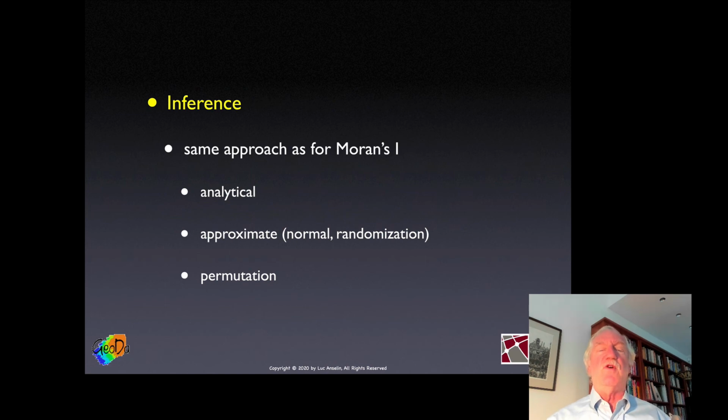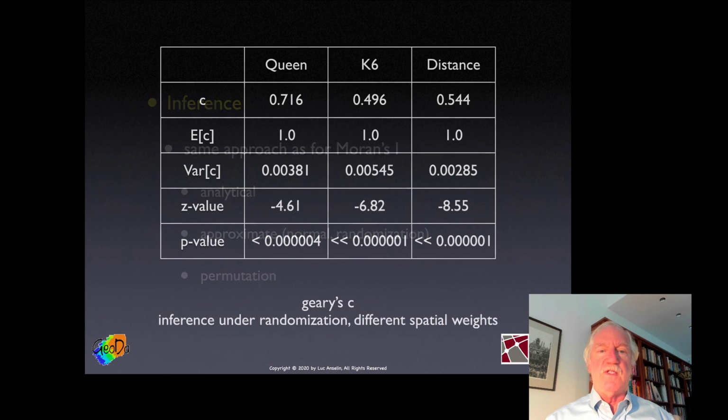So again, inference, same deal. We can go the analytical route. It's even more complicated than Moran's I to figure out what would be, we assume normality, we assume equal probability or randomization. We figure out analytically what would be the mean, 1, what would be the variance, difference between the two assumptions, or we can say, forget this, let the computer do the work, and we do the randomization, the permutation, same way as for Moran's I. Same issue.